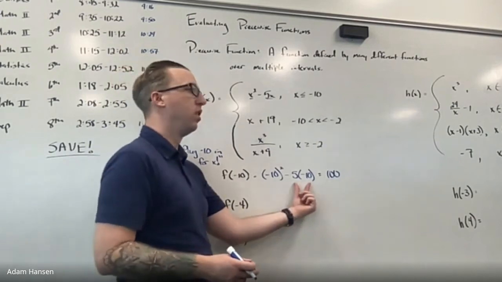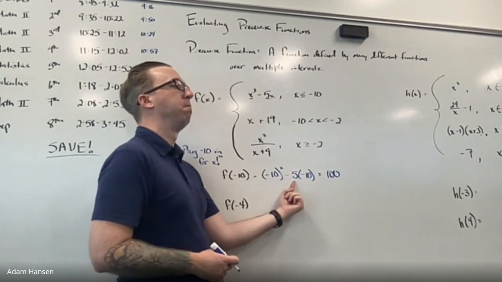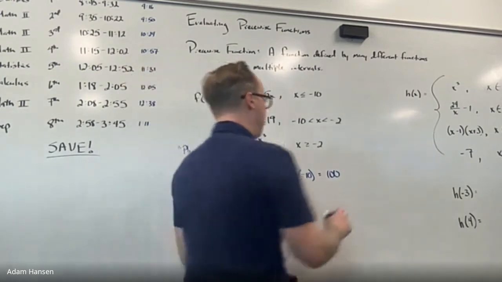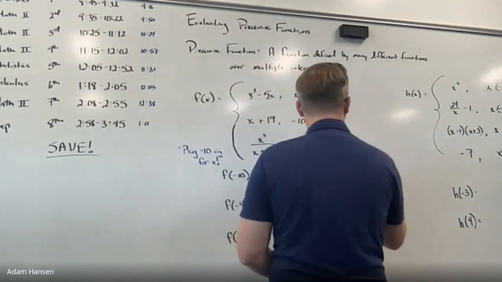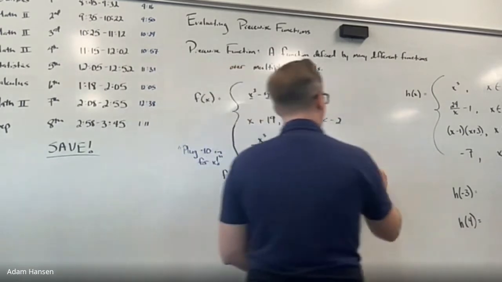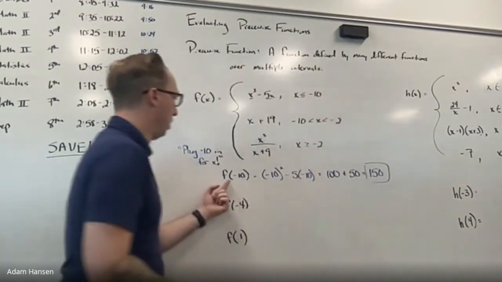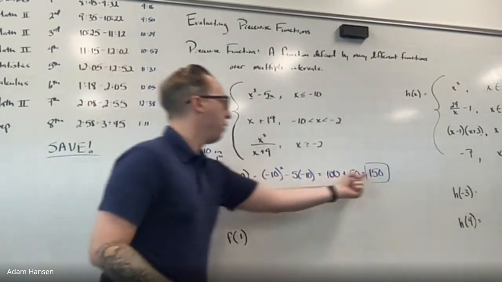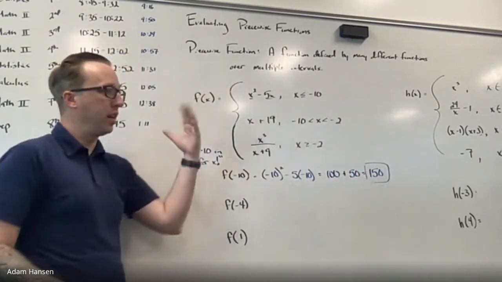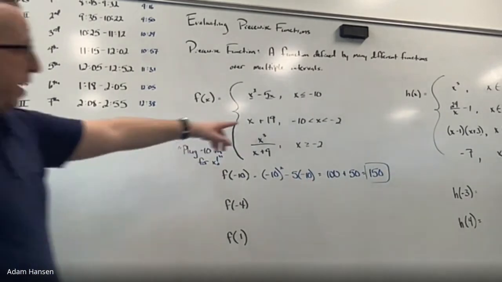Multiply the next part. Negative 10 times negative 5. 50. Good, positive 50. Now add them together. 150. All we're going to get is just a number. Function f has a value of 150 when I plug negative 10 in for x. I knew to plug negative 10 into the top row because it satisfied this inequality.